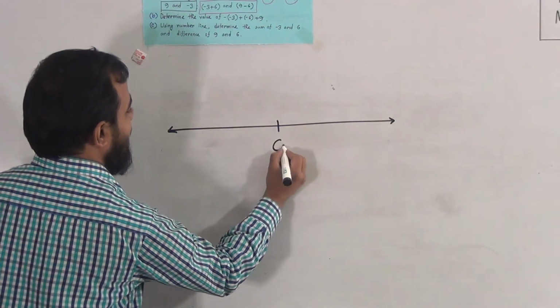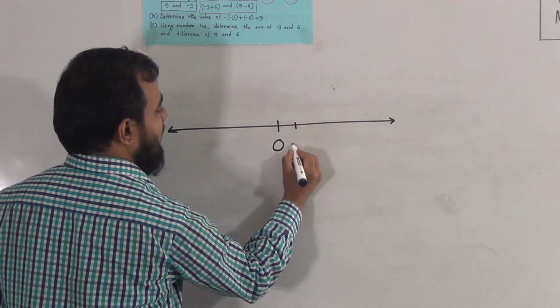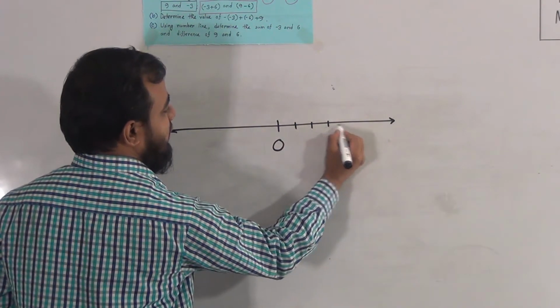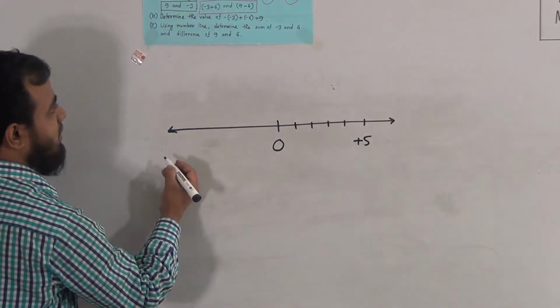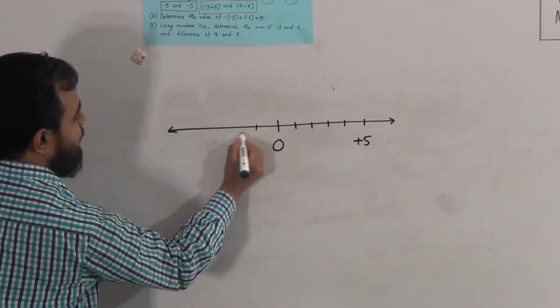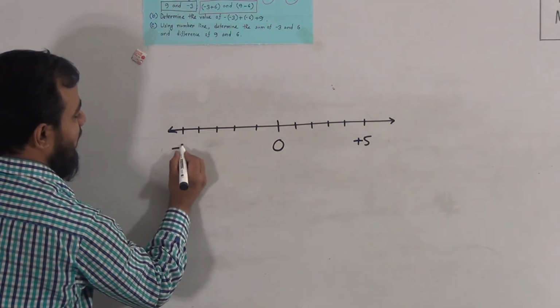In the middle we have 0. On the right side of that 0 we have plus 1, plus 2, plus 3, plus 4, plus 5, and so on. And on the left side we can write down minus 1, minus 2, minus 3, minus 4, minus 5, and so on.